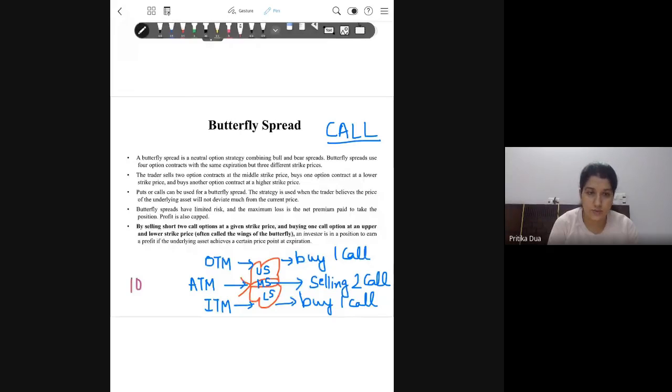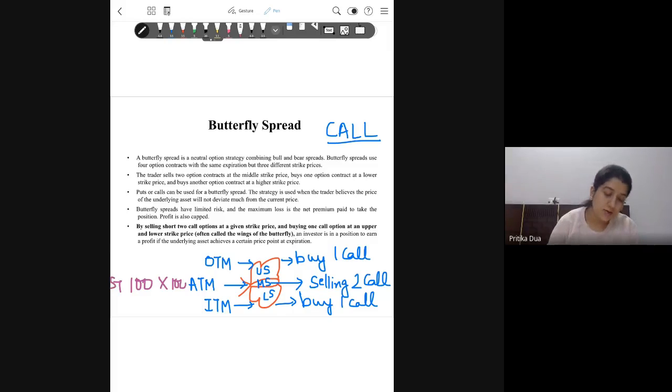So it means that the call options which you are selling are at the money. So currently the spot rate is also 100 and the exercise price is also 100. So this call option contract is at the money because spot price minus exercise price is equal to 0.